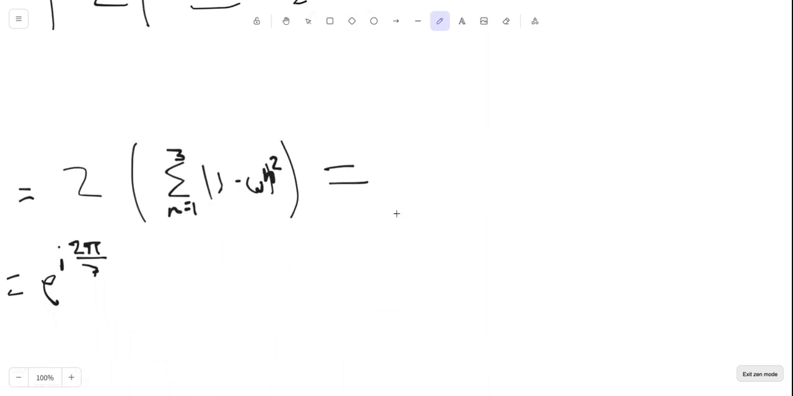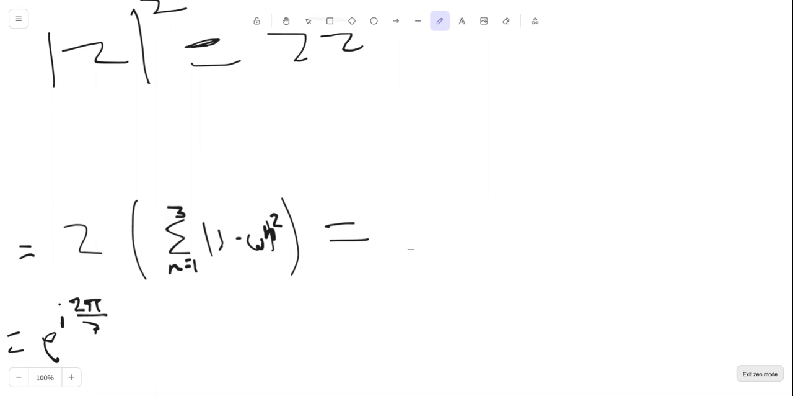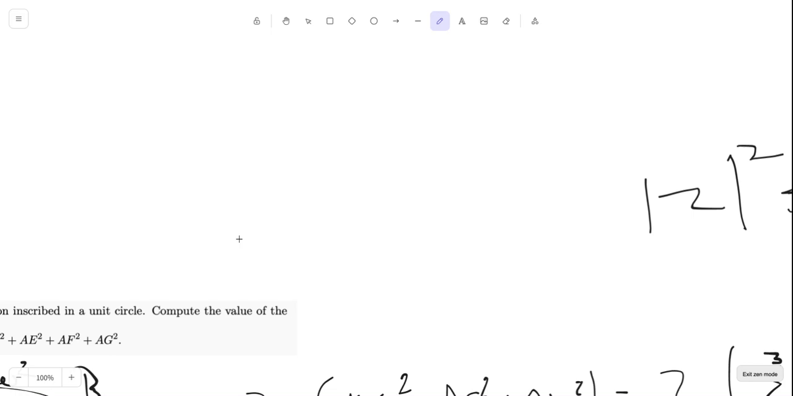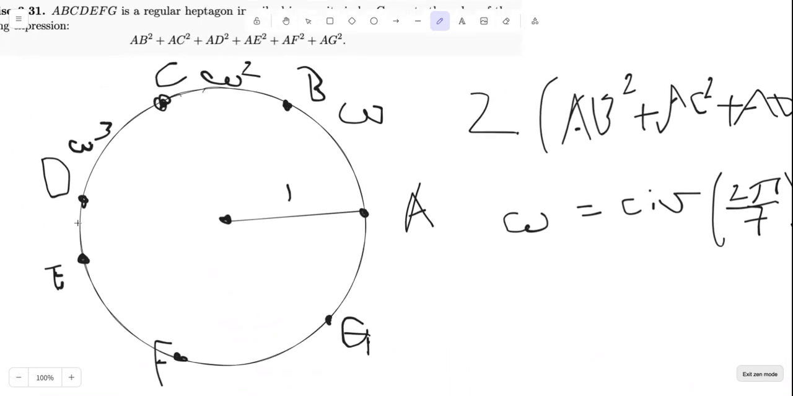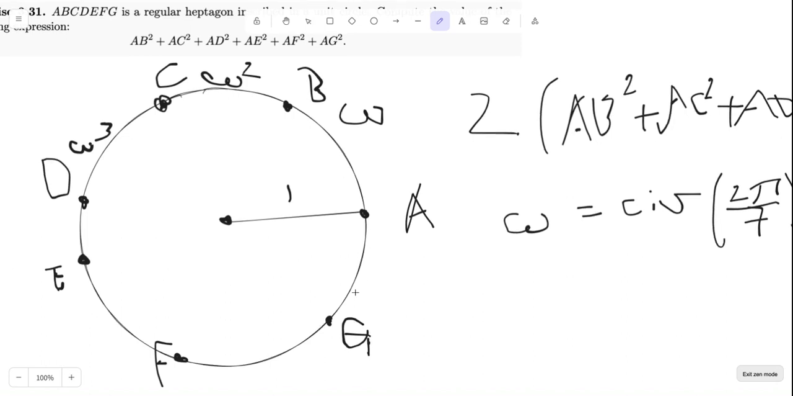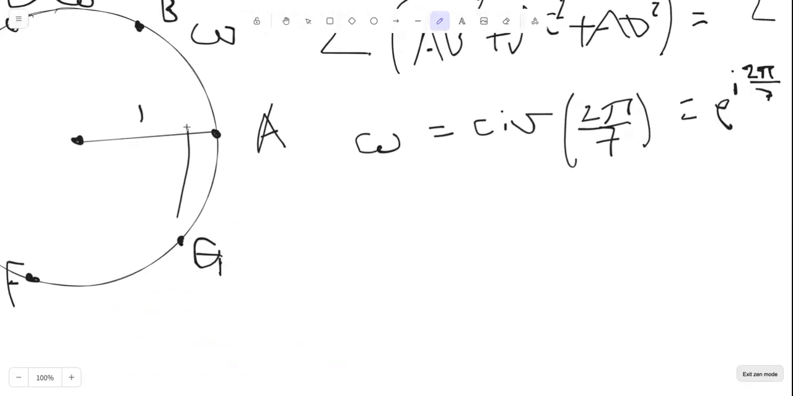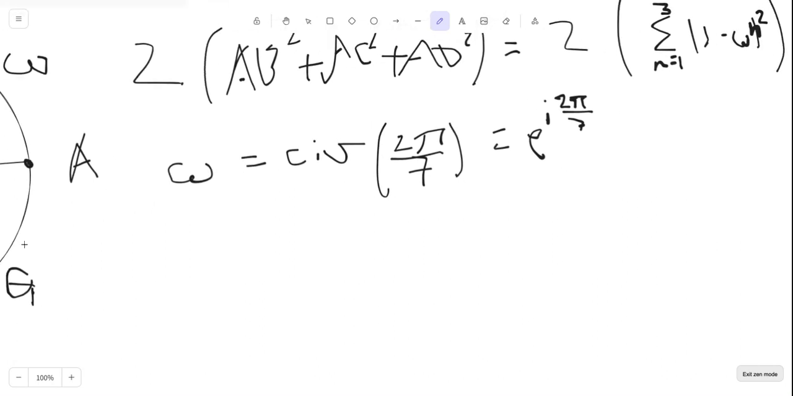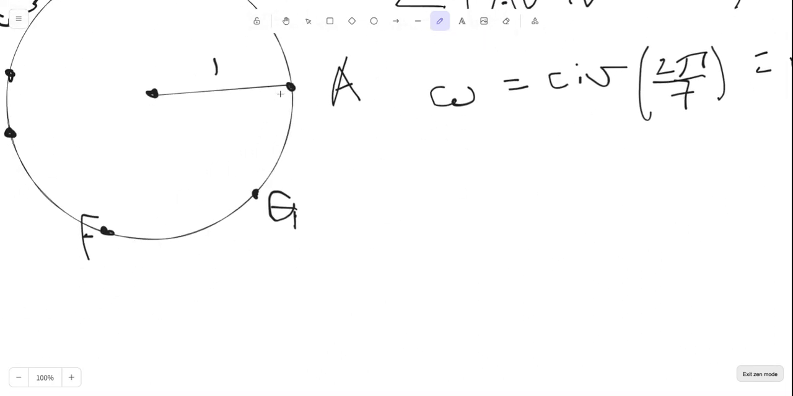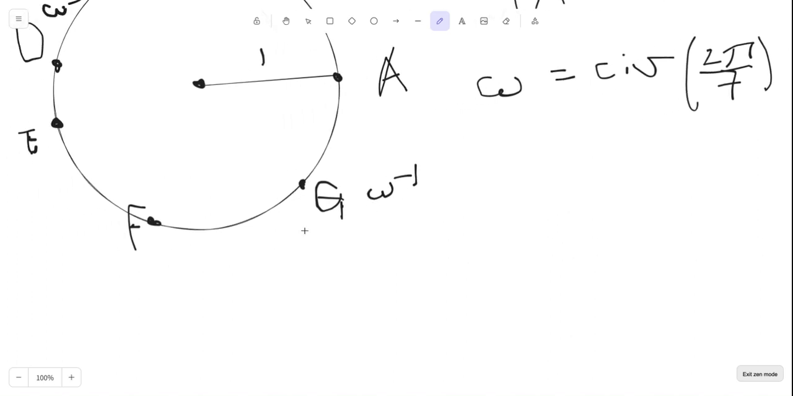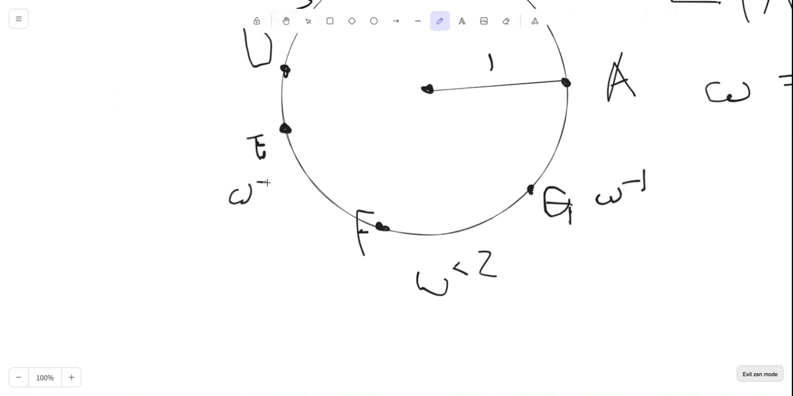Now, for any root of unity, for example omega in this case, its conjugate is symmetric about the real axis. This is the reverse rotation of omega, a reverse rotation of 2 pi over 7 radians, which means the conjugates are omega to the negative 1, omega to the negative 2, and omega to the negative 3.